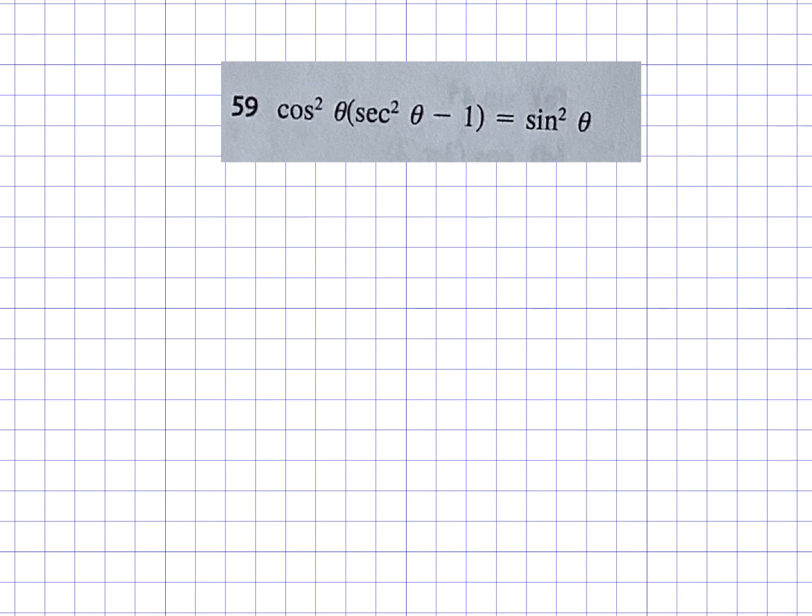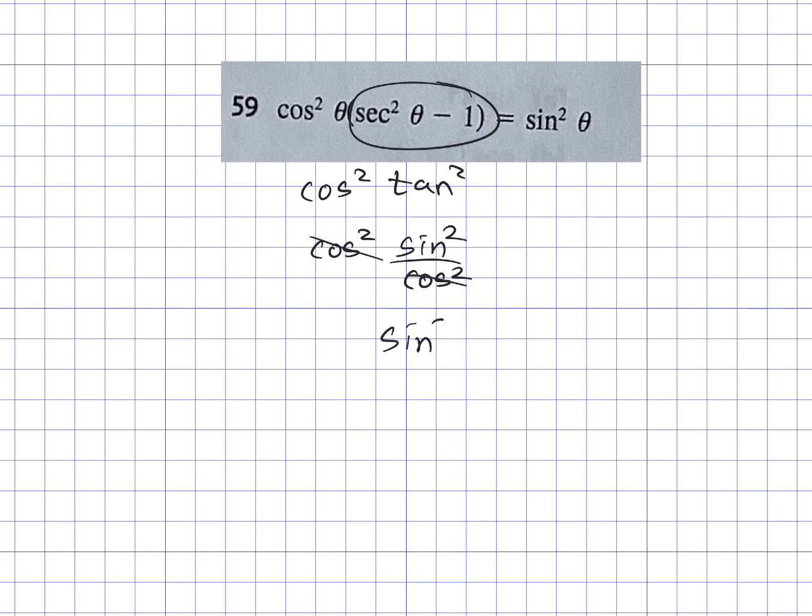59. Okay, secant squared of theta minus 1 is the same thing as tangent squared of theta. All right, and tangent squared is the same thing as sine squared over cosine squared. Those reduce out, leaving sine squared, which is what it's supposed to equal.